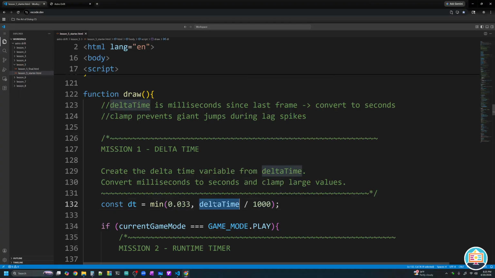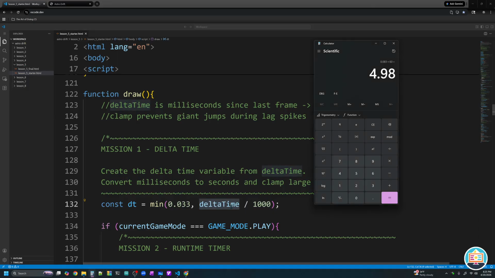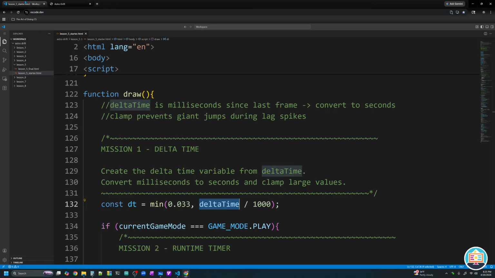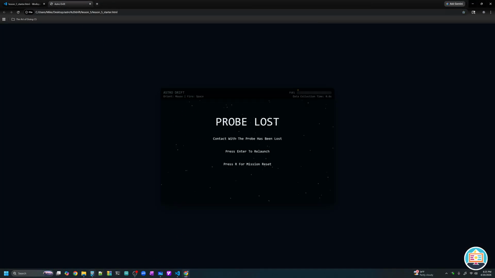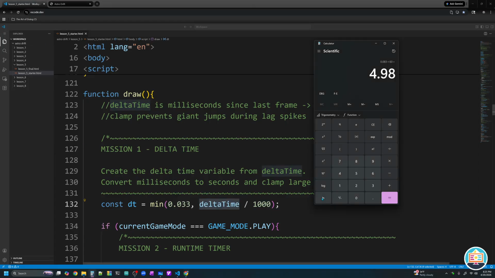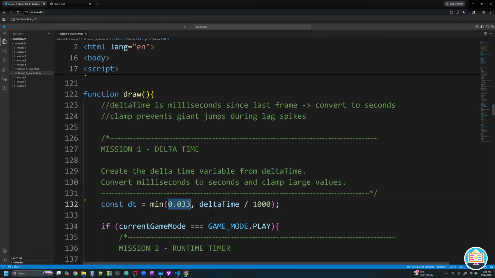So let's just look at an example here. Let's just say delta time, the number of milliseconds that has elapsed, is 2,000 milliseconds, which is 2 whole seconds. So I'm playing my game, I go off, and then I come back. So 2 whole seconds have elapsed. 2,000 divided by 1,000 gives me 2. So basically, dt would become 2. That could spike our gameplay. So what we're doing with the min function is saying, okay, between 0.033 and 2, pick the smaller value. So we pick 0.033. So there we go.